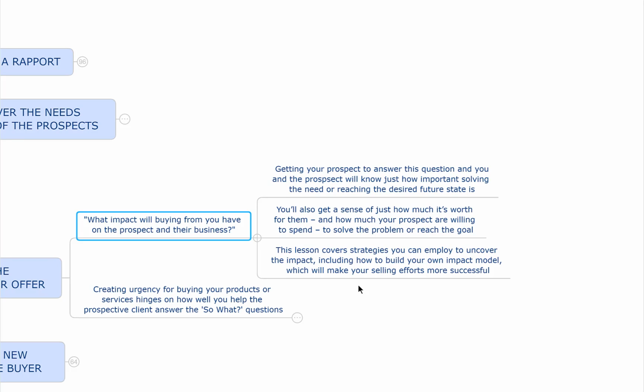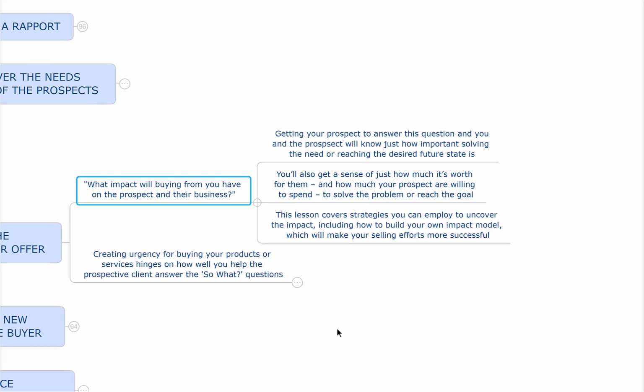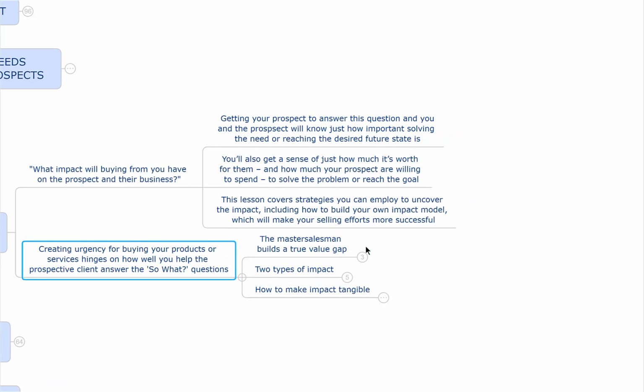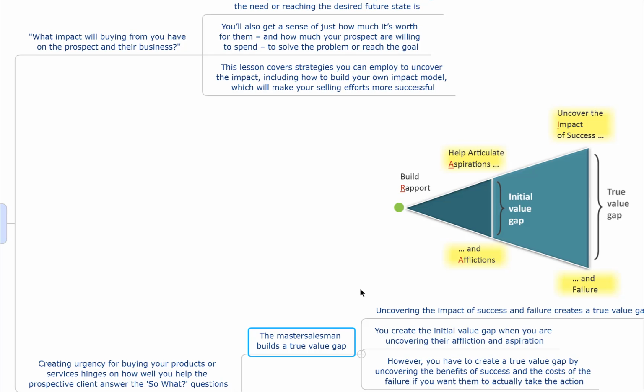This lesson today covers strategies you can employ to uncover the impact, including how to build your own impact model, which will make your selling efforts more successful. So, creating urgency for buying your products or services hinges on how well you help the prospective client answer the so what questions. The master salesman builds a true value gap.